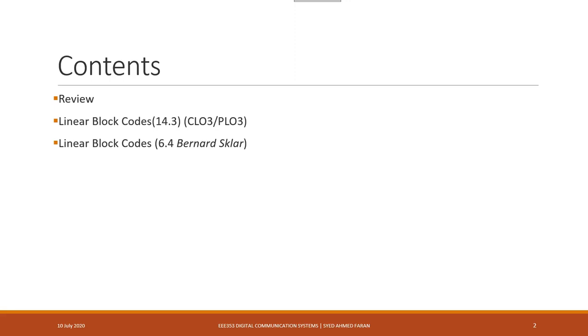Channel coding ensures that the message sent from one point to another is received with more reliability. It provides a mechanism to detect some errors, and to correct some errors if it has the capability to correct such an error. So we studied this introduction to channel coding in sections 14.1 and 14.2, and today we are going to discuss section 14.3, which is about linear block codes.